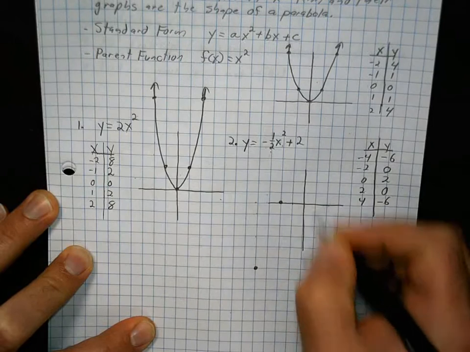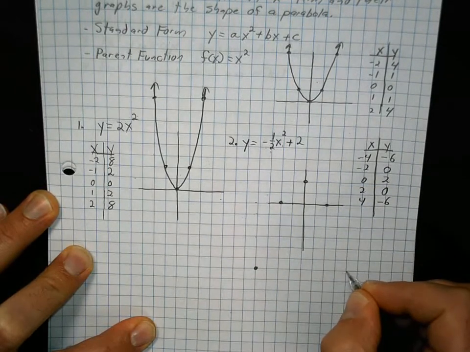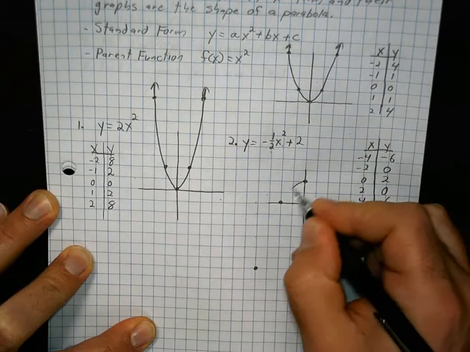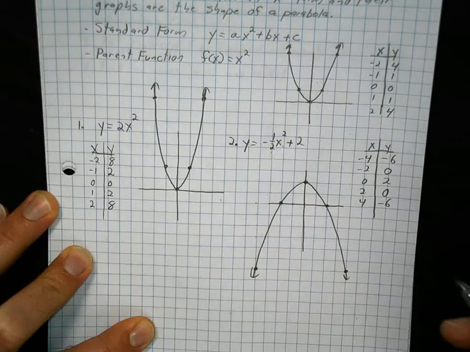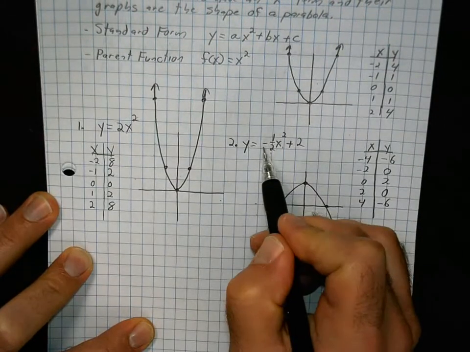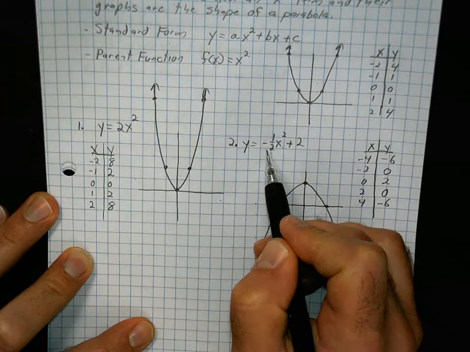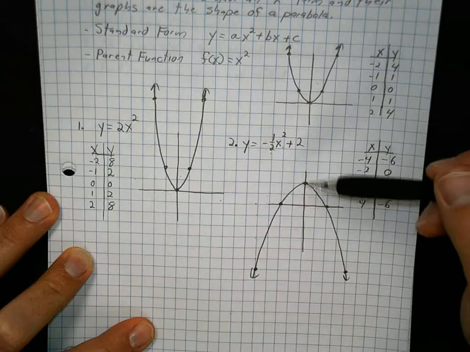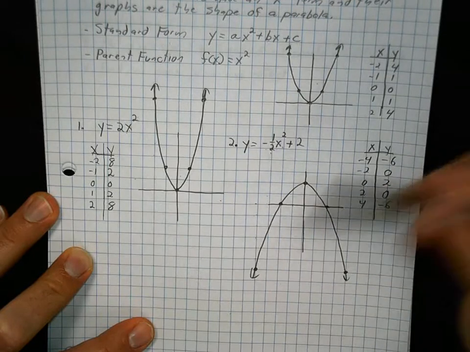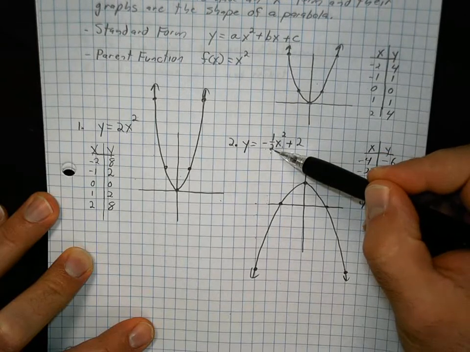Negative 2, 0, 0, 2. This graph is going to look like this. Now this one opens down because of the negative a value, just like some of our other graphs we've seen with the absolute value. And if you look at it, it's a little bit what's called compressed. It's wider than this one. Okay, and that's because of the fraction here.